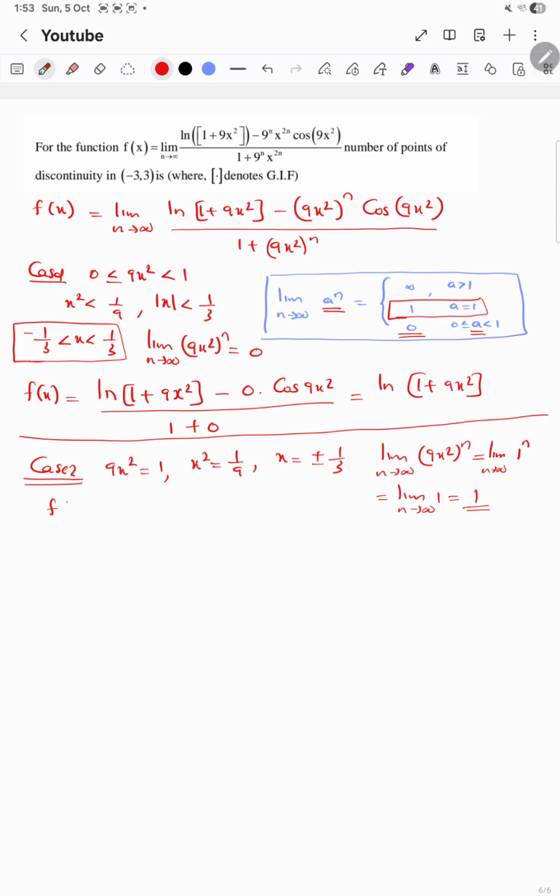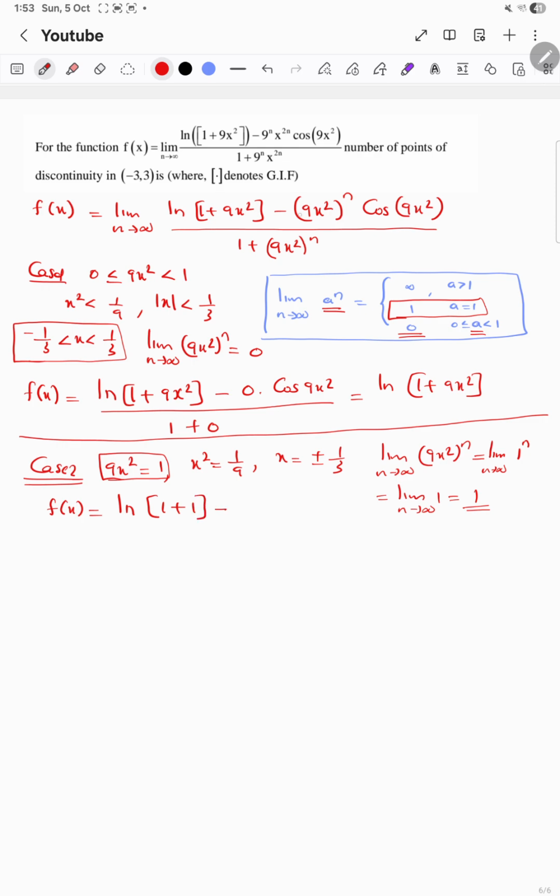So what will be our f of x in this case? F of x will be, I applied the limit. So limit greatest of 1 plus 9x square. Actually I know that 9x square is 1. So I can write 1 plus 1. I hope it's clear. Okay.